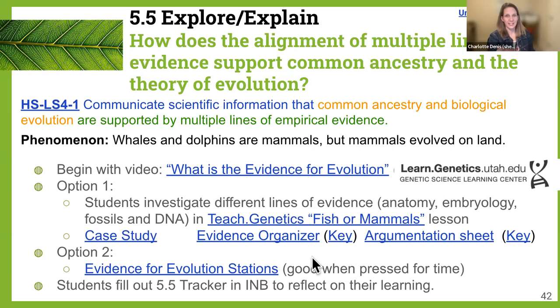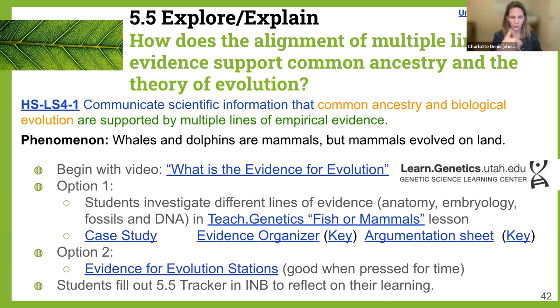I know there are a couple of you who were here when I did a training in Lane County. So Sonia and Ryan, I think we did Fish or Mammals together. I like to do that one because you can spread the materials all around the room. The kids are looking at pictures of the bones, and at different characteristics that the two categories of organisms have.